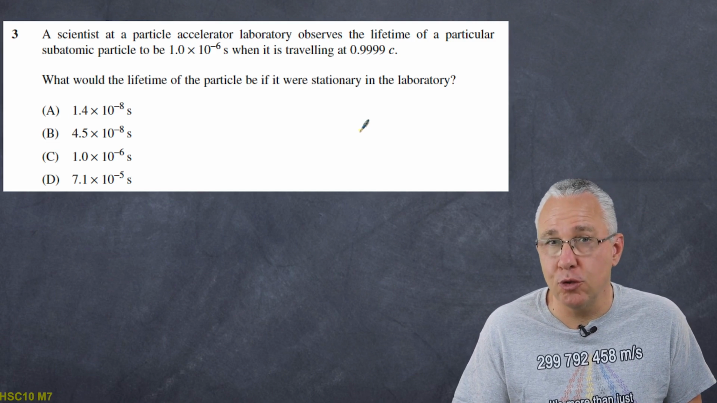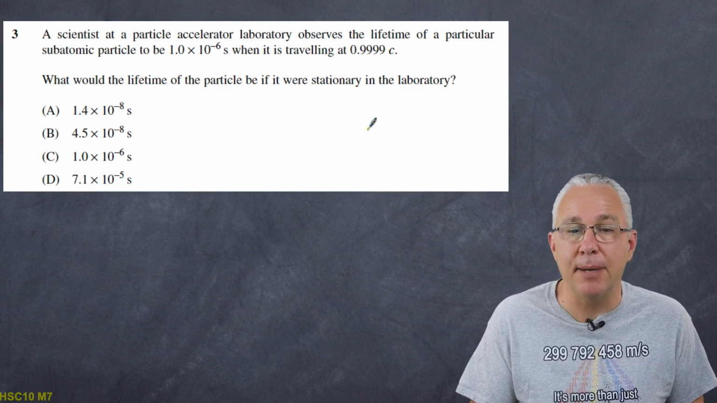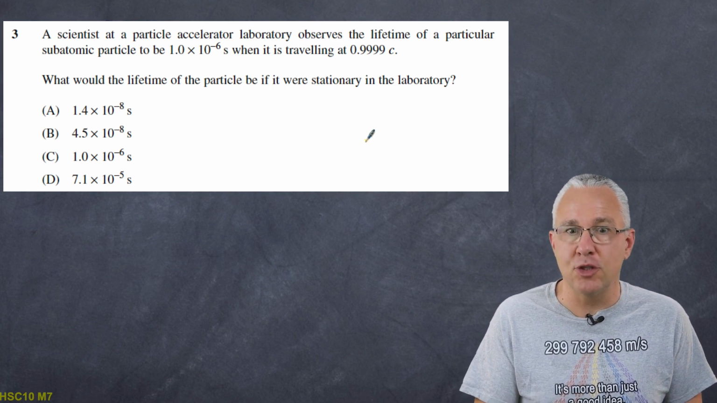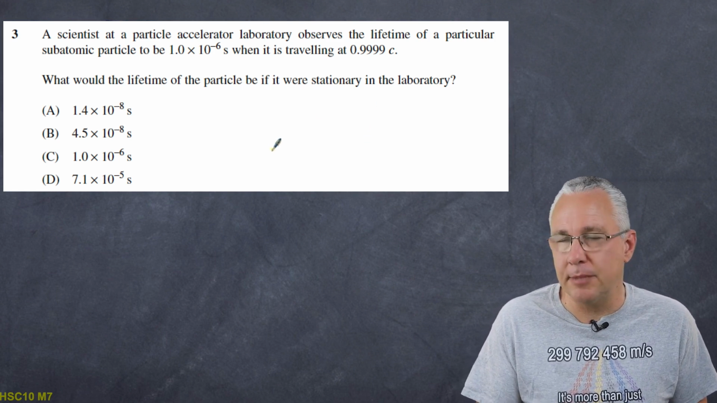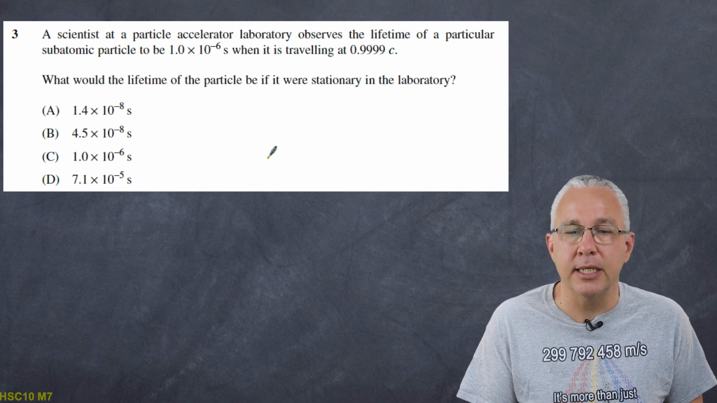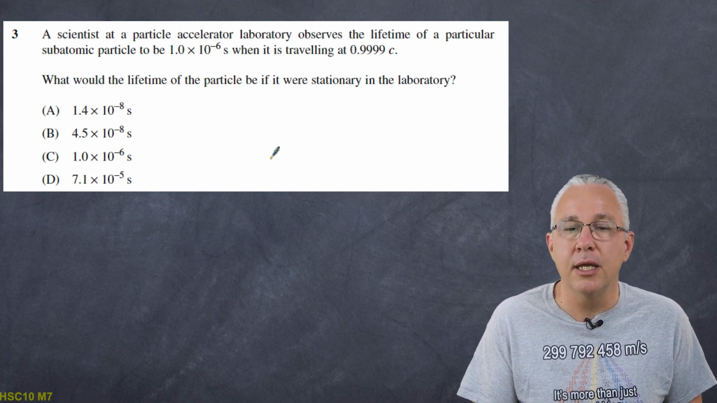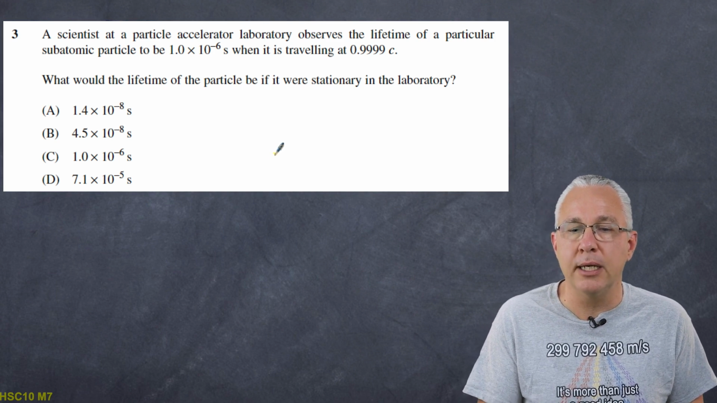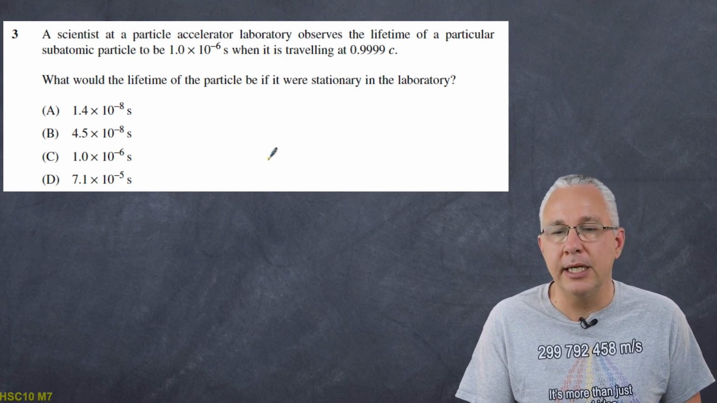We now jump to 2010. A scientist at a particle accelerator laboratory observes the lifetime of a subatomic particle to be 1 by 10 to the power of -6 seconds, when it's traveling at 0.9999 the speed of light. What would the lifetime of the particle be if it were stationary in the laboratory?